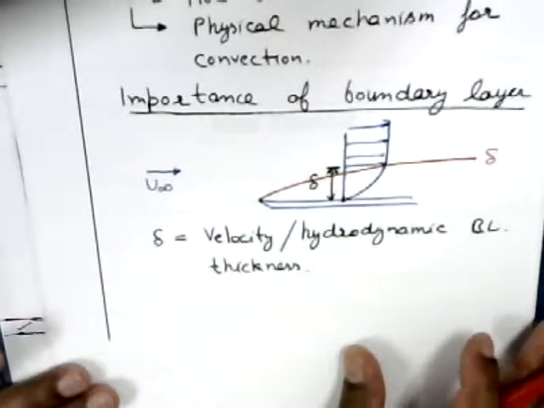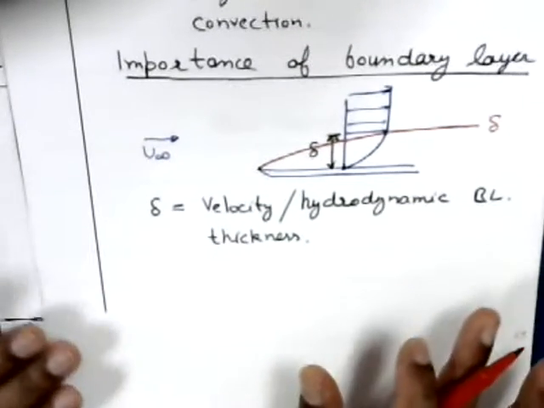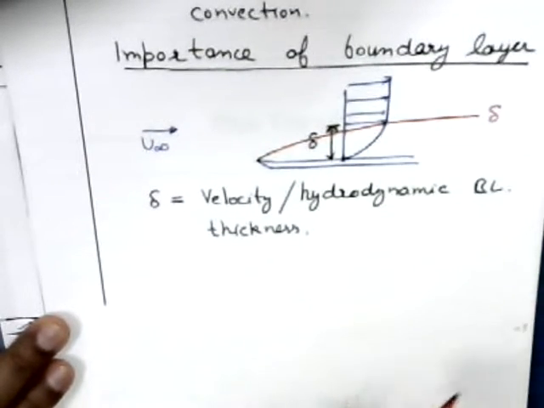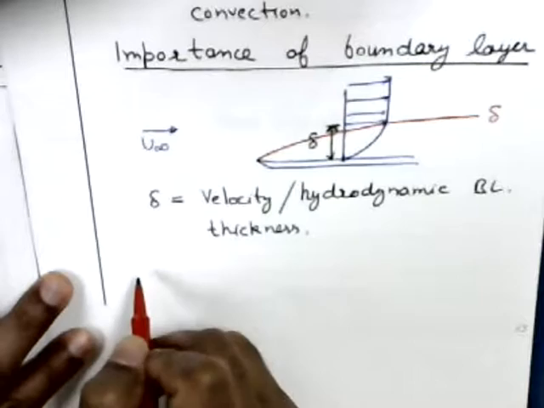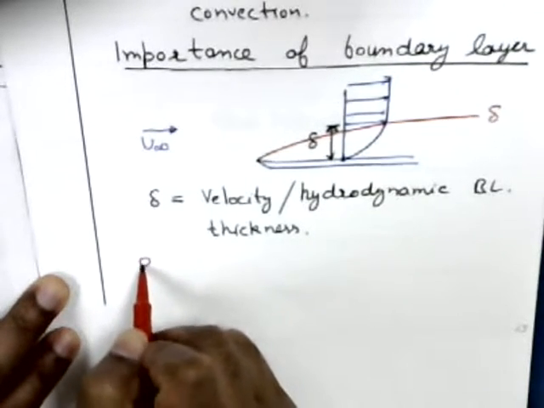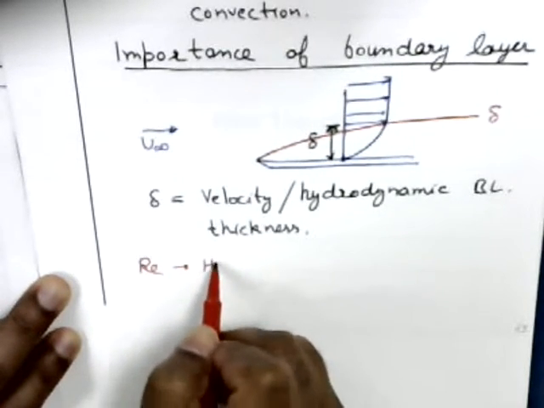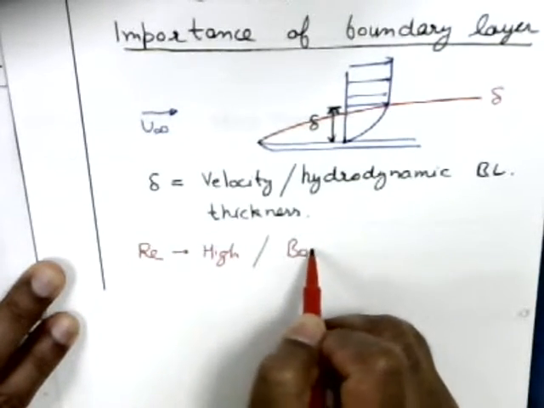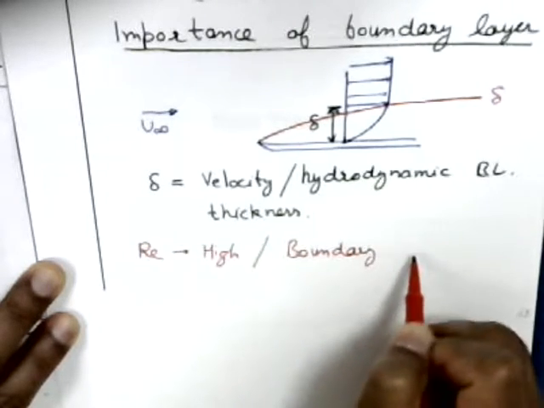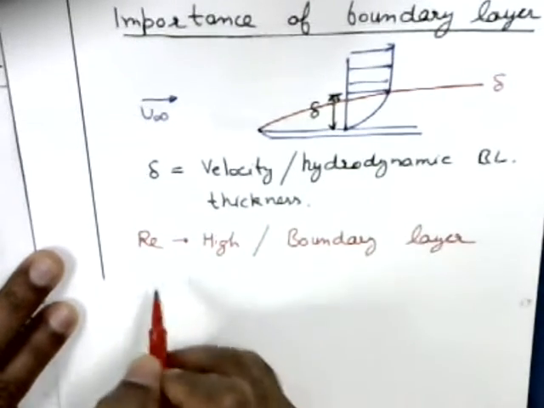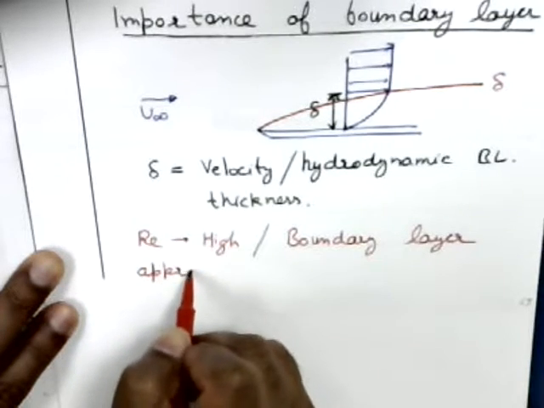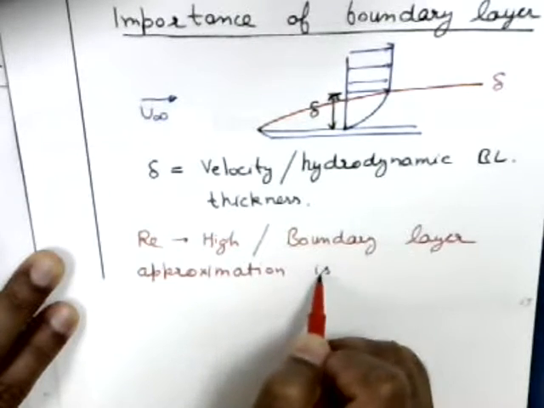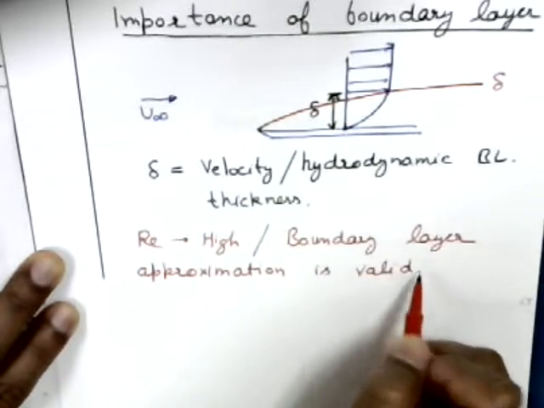And the idea of boundary layer, we know from fluid mechanics, is applicable when Reynolds number is high. So when Reynolds number is high, we are going to talk about this in detail later on, then the boundary layer approximation is valid. This topic again we are going to discuss later on.